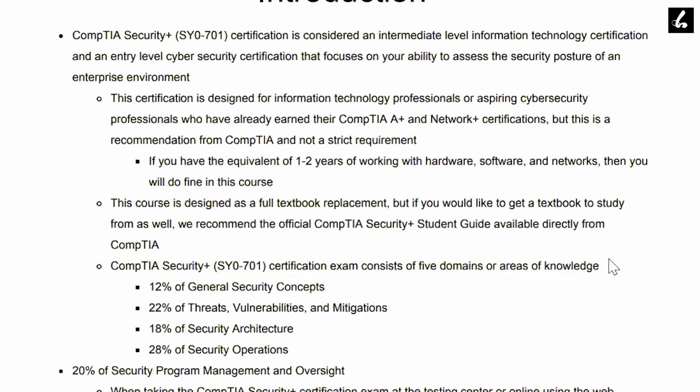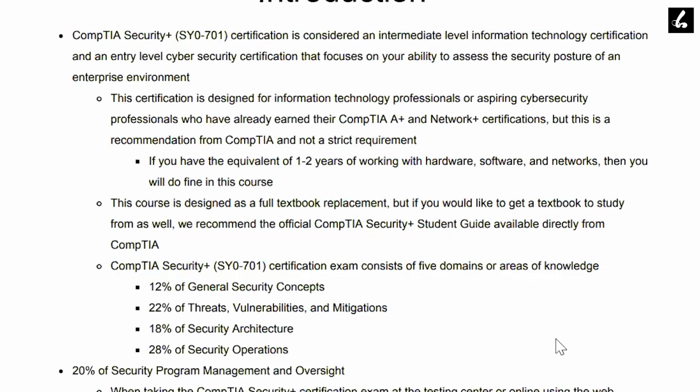Then we have security program management and oversight. For example, if there is a cybersecurity person who gives cybersecurity training to employees, that is cybersecurity program management, where you are making a program to secure your organization. So the 100% of the exam is broken into 5 domains, each with a different percentage.